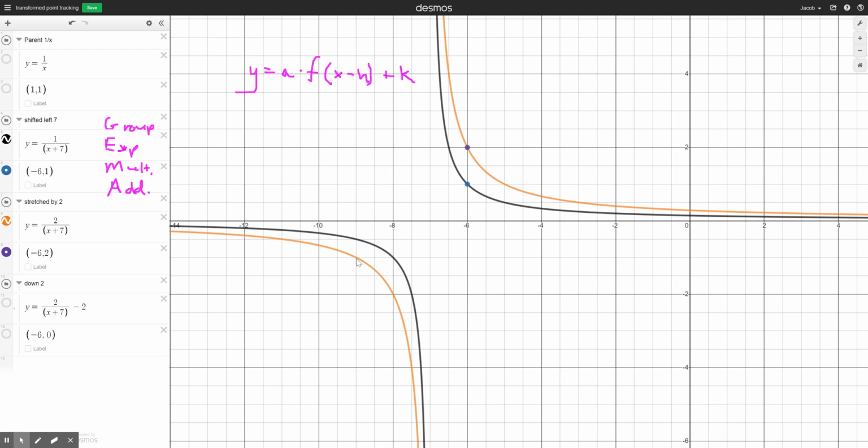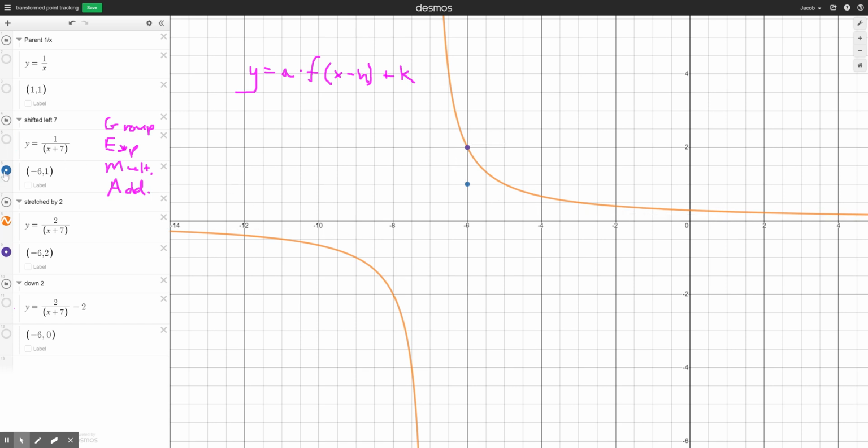And you notice this yellow graph isn't going up because if I take negative 1, sorry, this is negative 1/2, and I multiply it by 2, I get negative 1. So I'm getting further away from the x-axis. So now my parent point that was at 1, 1 is now at negative 6, 2.